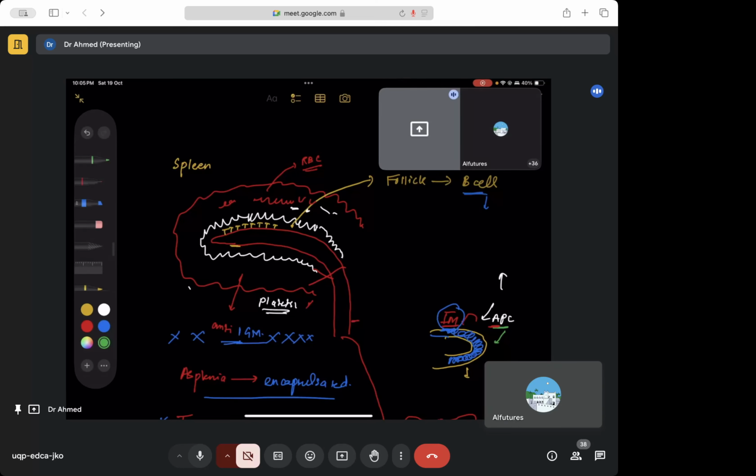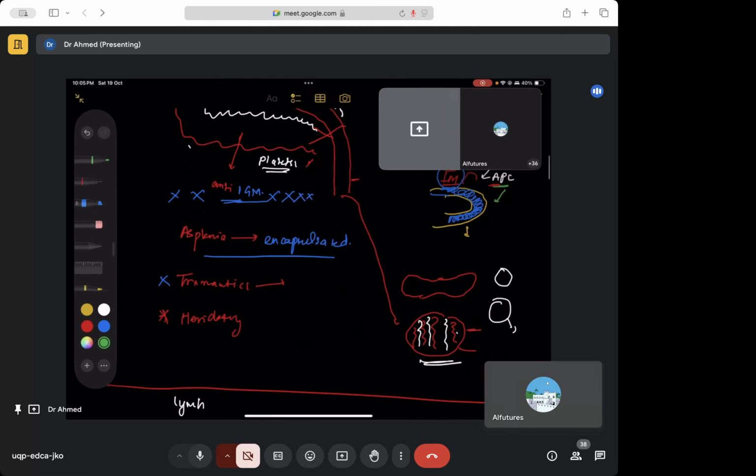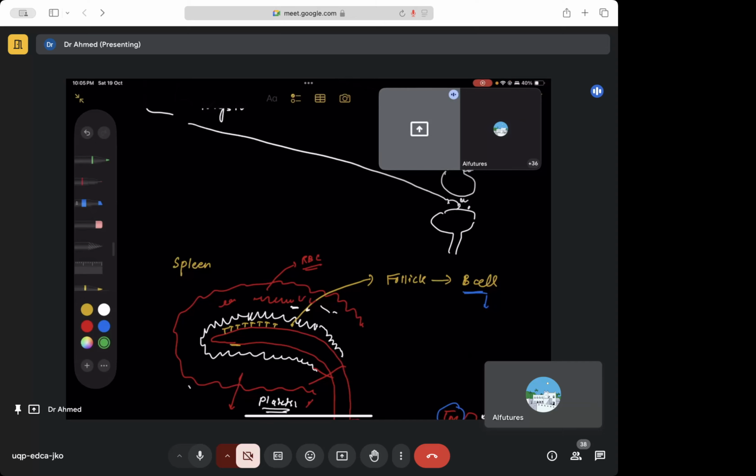Secondly, for example, if a person is having EBV infection, I would tell him to avoid contact sports. Why? Yes, because it's quite fragile. So secondly, in hereditary spherocytosis, what's the major problem and what's the treatment option? What do you think?